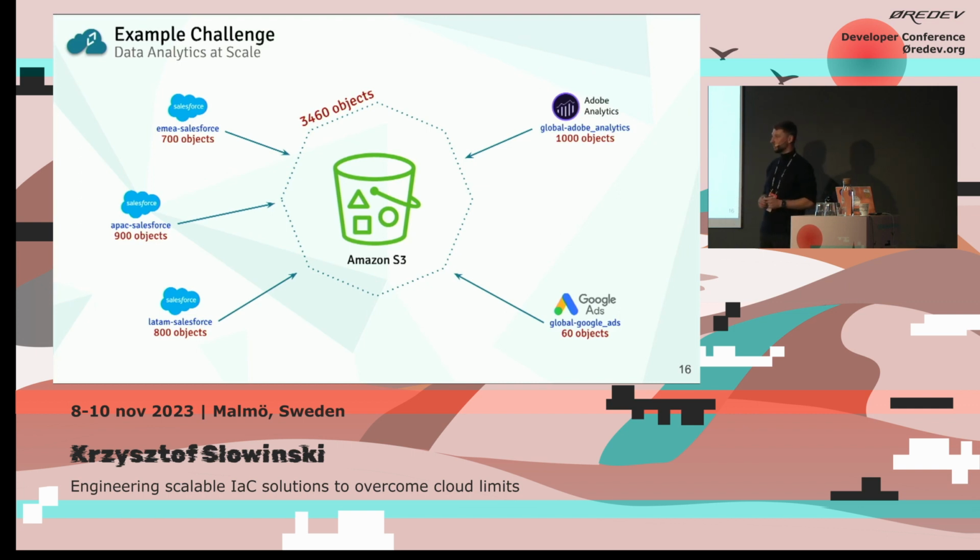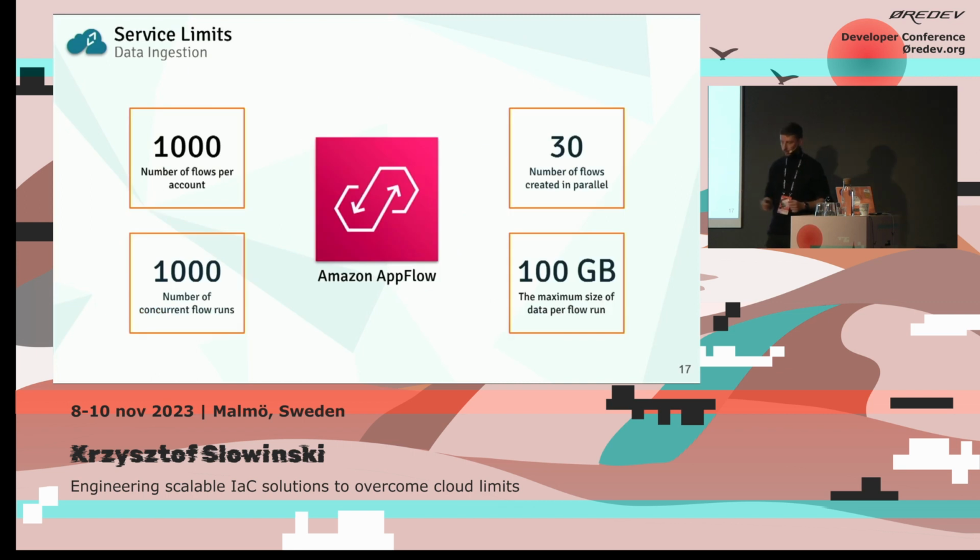cloud systems are very capable. But then that's where we start to talk about the limits. So we're going to use Amazon AppFlow for this ingestion, which is a service that we point to a SaaS platform and ingest into the cloud. And then some of the limits I picked for this talk are as follows. We can create 1,000 flows per account. We can run 1,000 flows in parallel. Then at a given point in time, the AppFlow API allows 30 flows to be created in parallel. And there is a general guidance to ingest up to 100 gigabytes of data.